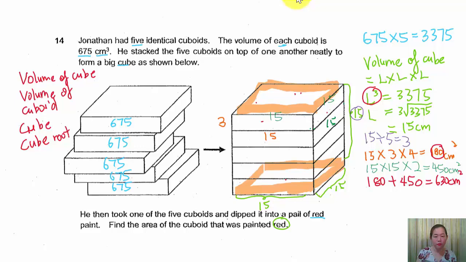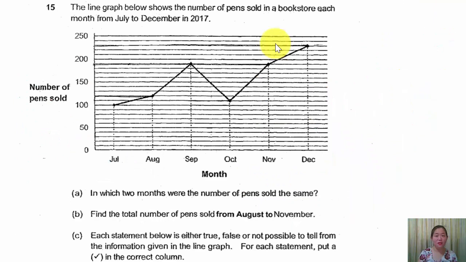Finally, we learn about area and perimeter, surface area. Question 15.